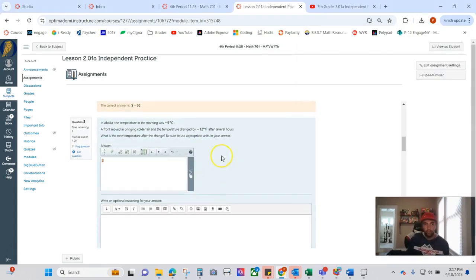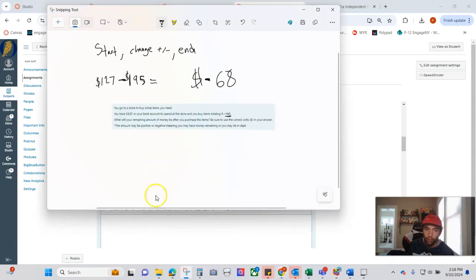Question 3. In Alaska, the temperature in the morning was negative 9 degrees Celsius. A front moved in, bringing colder air, and the temperature changed by negative 12 degrees Celsius after several hours. What is the new temperature after the change? Be sure to use appropriate units.